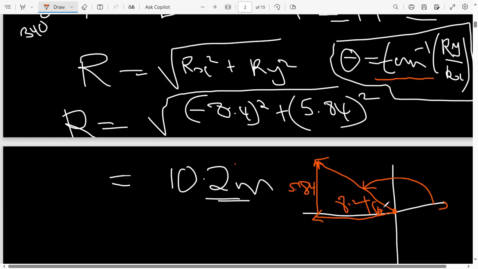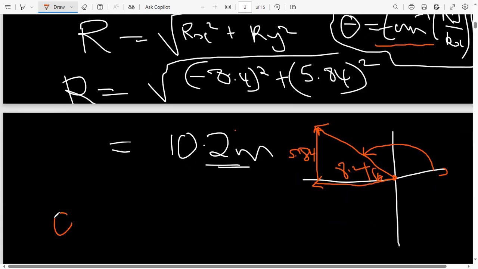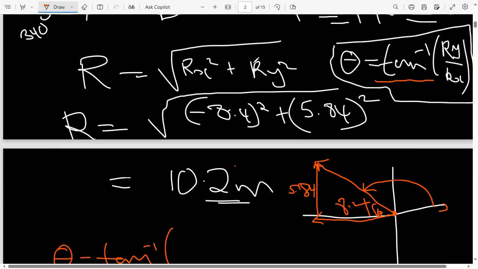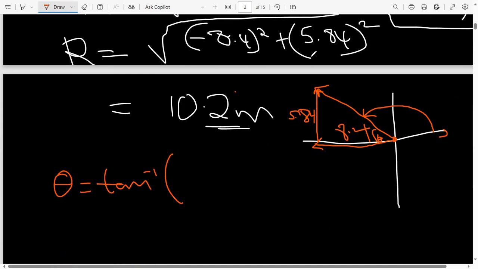So we are going to say 180 minus whatever angle we are going to find here. So let's use this formula there. It will be theta is equal to tan inverse of... So when writing the ry, rx here, don't involve the negatives, because the negatives, you've shown them on the diagram here. So my ry is just 5.84, and then I'm dividing this by 8.4. Okay, so when you punch this on your calculator, what is it going to give you?